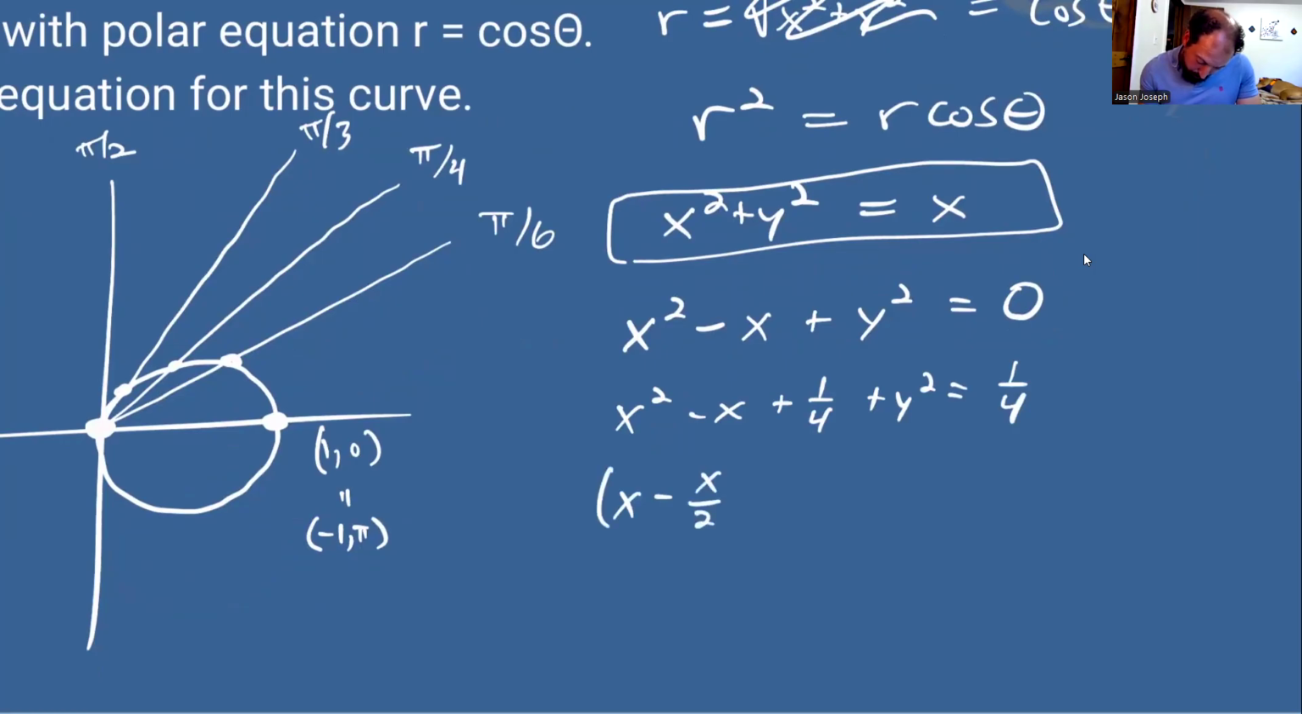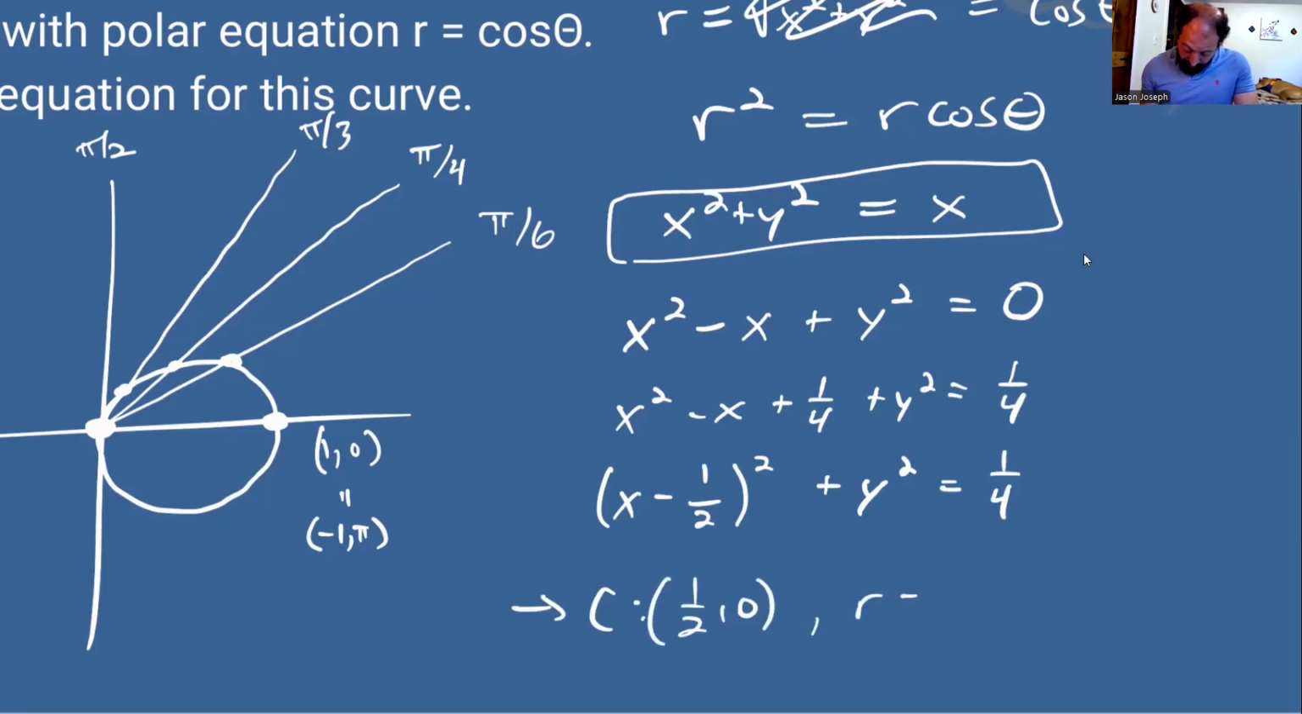says x minus 1/2 squared plus y squared equals 1/4. And that means that my center is 1/2, 0. And my radius is the square root of 1/4, which is 1/2. And I think from the sketch, that's pretty believable. The center is 1/2, 0, and the radius then is 1/2.